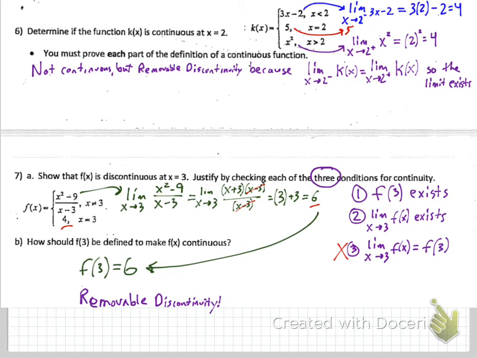Just a reminder, this is the definition of a removable discontinuity, where if you simply redefine one point and you get a continuous function, you have a removable discontinuity. So what we have here, this function f of x, is a removable discontinuity because if we redefine f of 3 to be 6, we now have a continuous function.